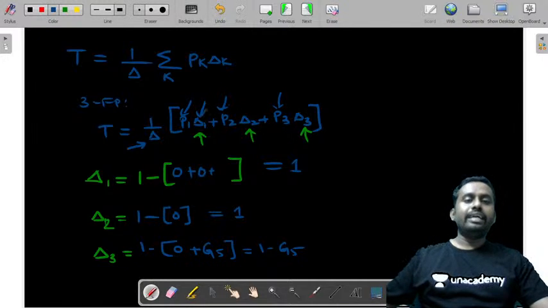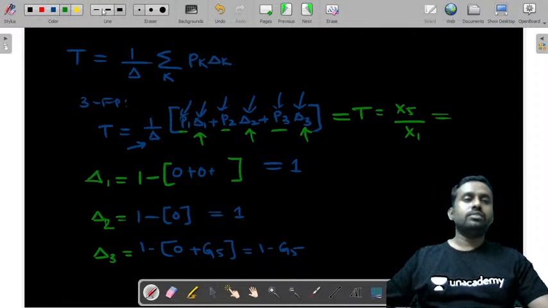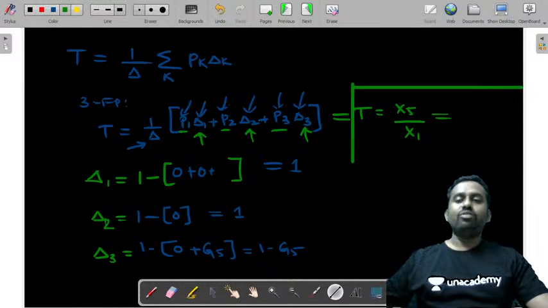Now you know the delta 1 value as well, delta 2 and delta 3, all the values you know. You also know already the values of p1, p2, p3 from the first slide. So you can find the transfer function of a given system, that is x5 by x1. So this is the procedure to find the transfer function of a given system using the signal flow graph method.